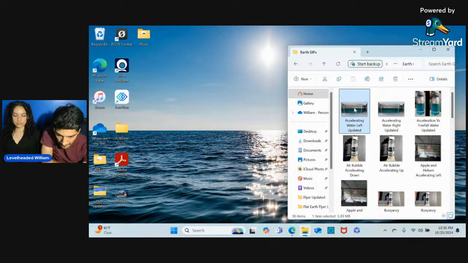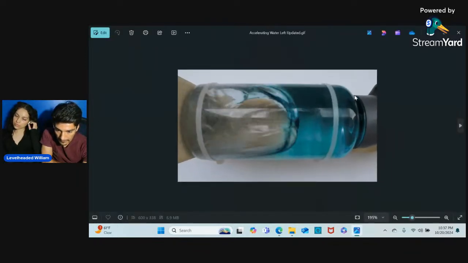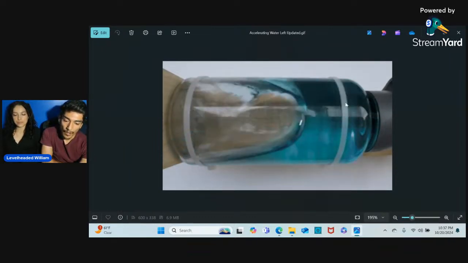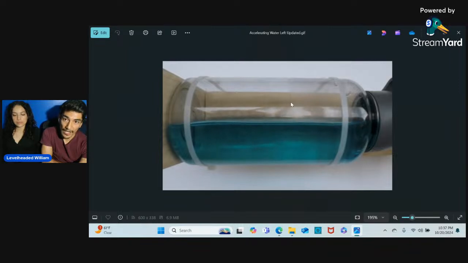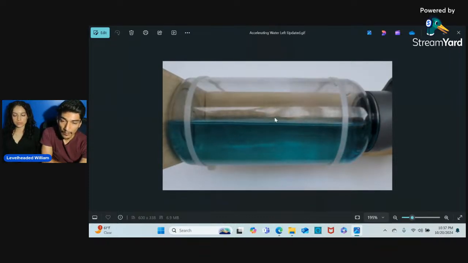So again, this will be considered a simple accelerometer. Again, why? Because the air and water in a container like this, a water bottle, will detect acceleration. Regardless of what direction I accelerate, the water will always displace towards the back of the acceleration, pushing the air towards the front. So again, this will be considered a simple accelerometer.